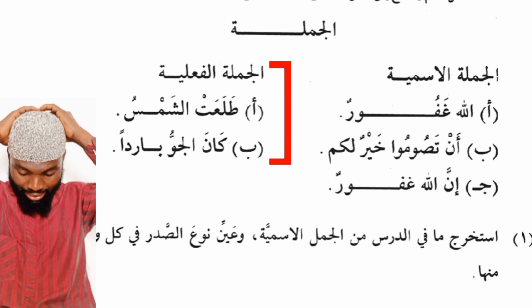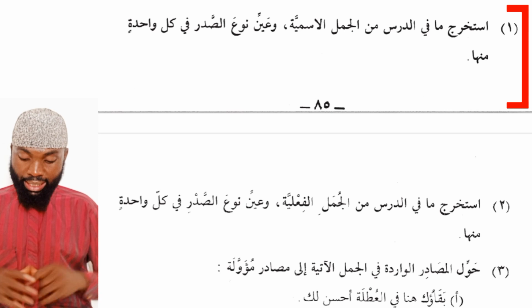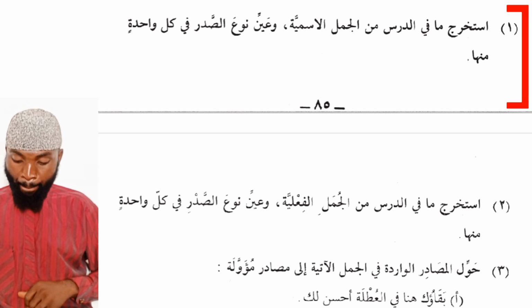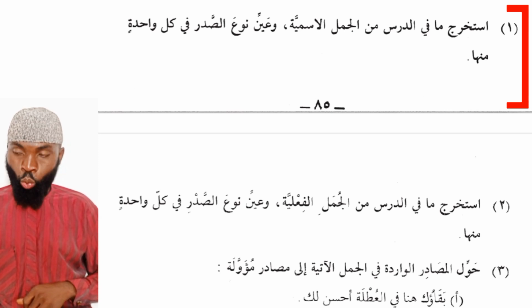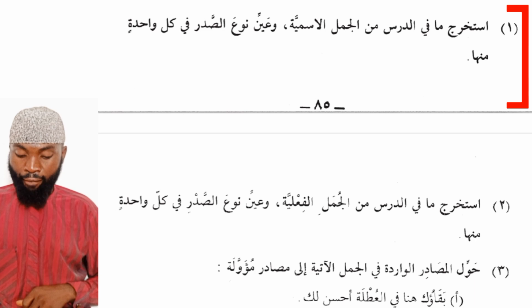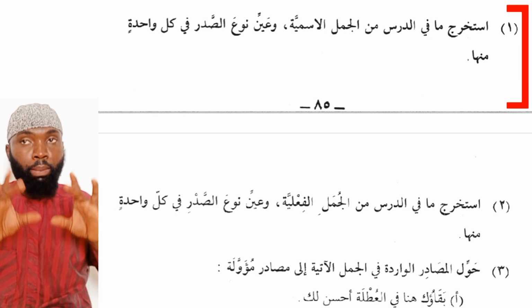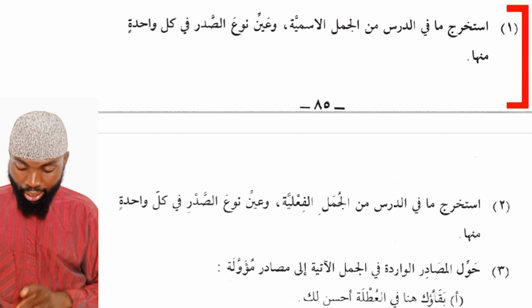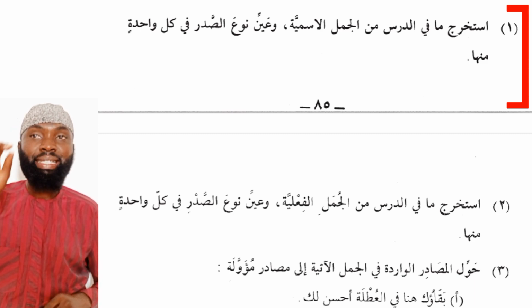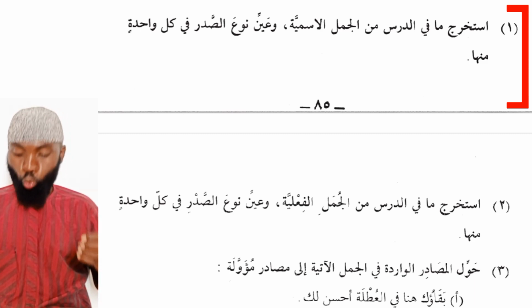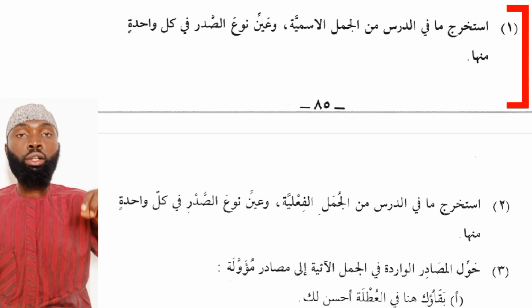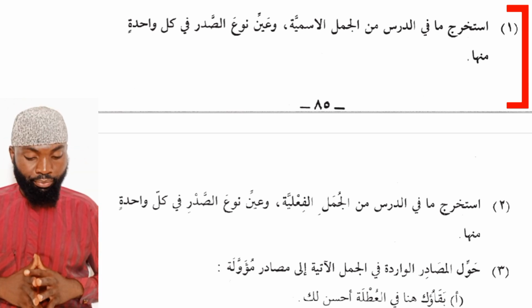Now we have exercises to solve. The first one says istakhrij ma fi ad-darsi min al-jumal al-ismiyya wa ayyin naw as-sadri fi kulli wahidatin minha. You are to go back to the short passage we had read and bring out all nominal sentences and explain which type of verb or noun begins them.